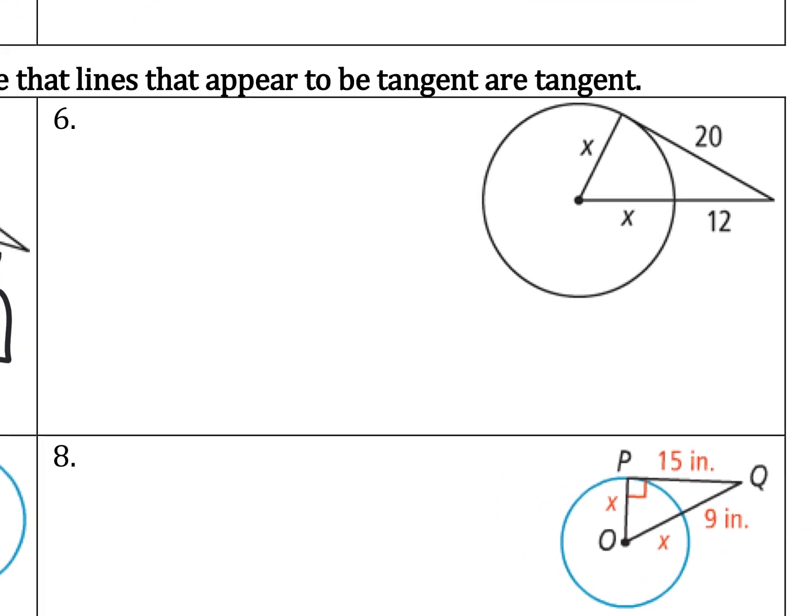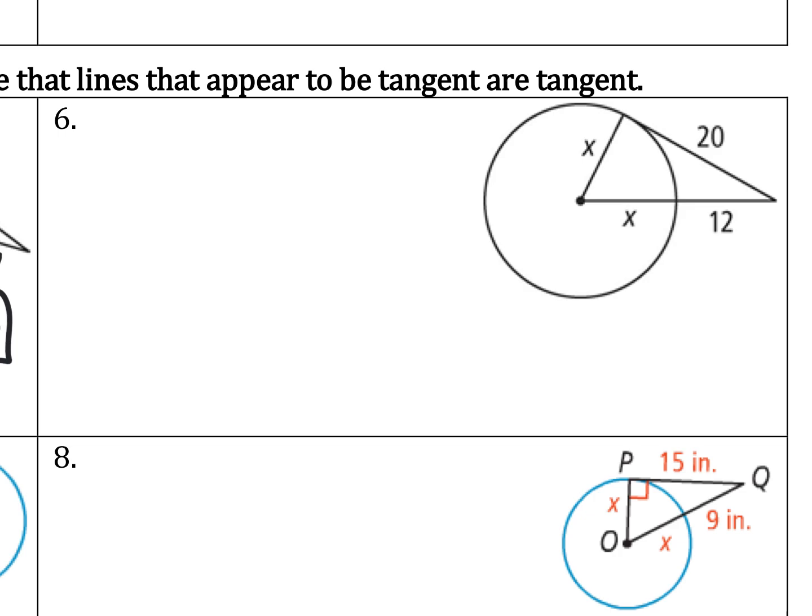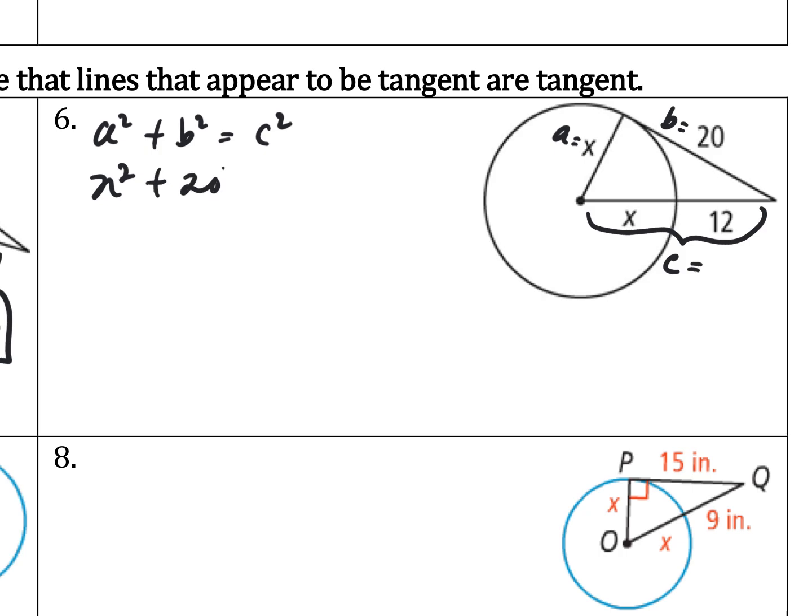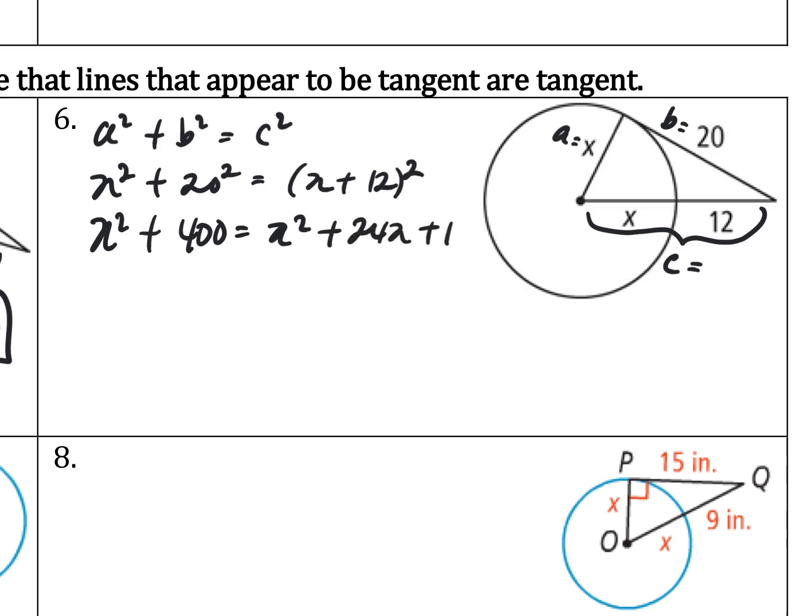Okay, here's another one. So let's label first. I can say that this is my A, this is my B, and these two numbers are going to be my C. So A squared plus B squared is equal to C squared. That's going to give you x squared plus 20 squared is equal to (x plus 12) squared. So this is going to give you x squared plus 400 is equal to x squared plus 24x plus 144. Now we can cancel these two altogether.